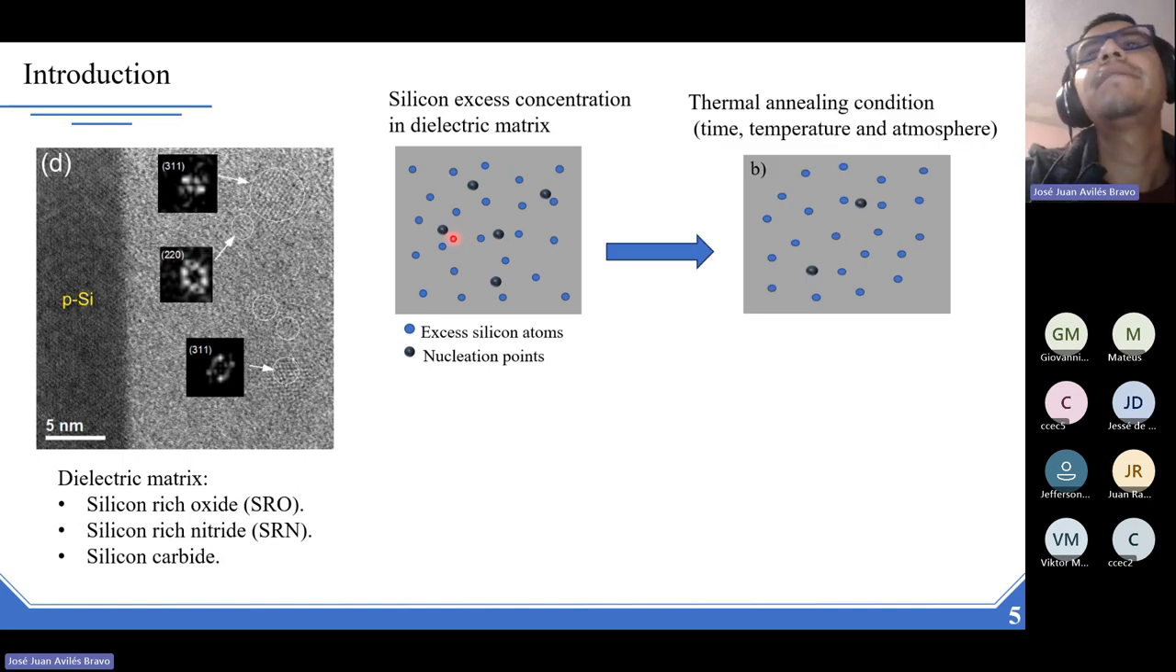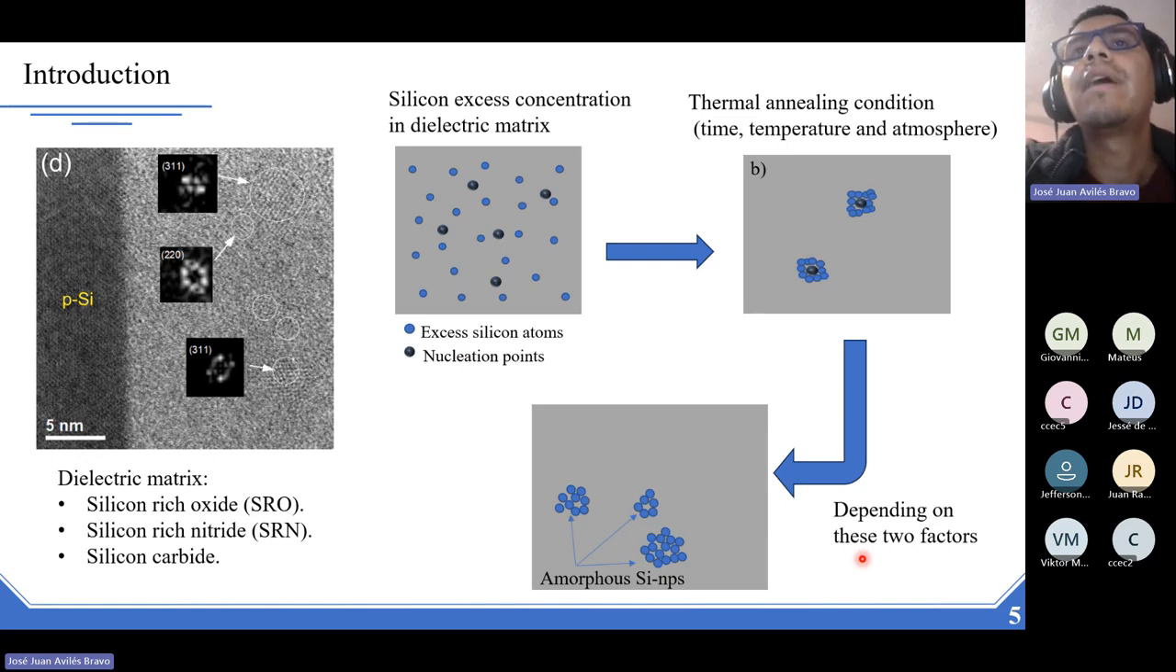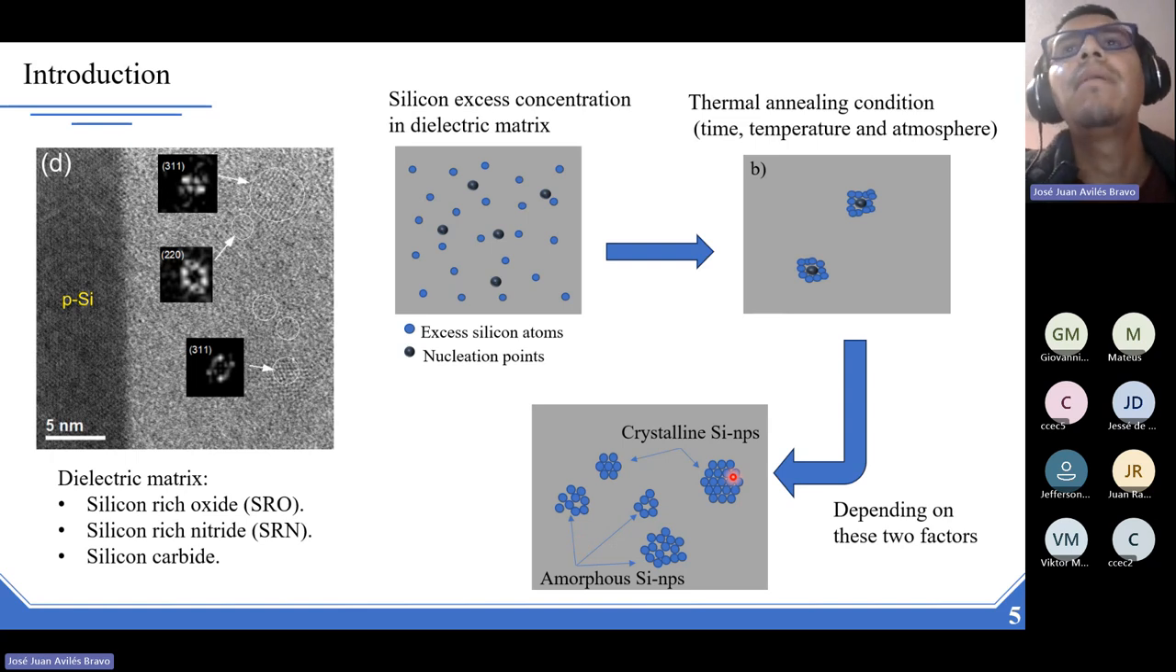The second factor is the thermal annealing condition: time, temperature, and atmosphere. These conditions will determine how the excess silicon atoms diffuse to nucleation points, allowing the formation of silicon nanoparticles. Depending on these two factors, amorphous or crystalline silicon nanoparticles will be formed in the dielectric matrix. The size of the silicon nanoparticles also depends on the silicon excess concentration.